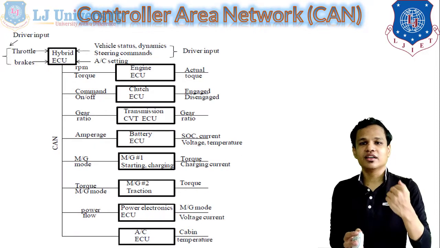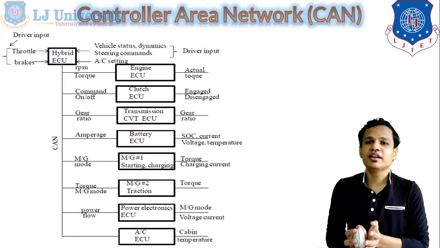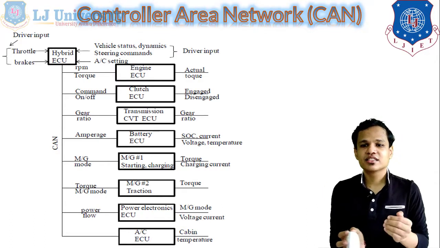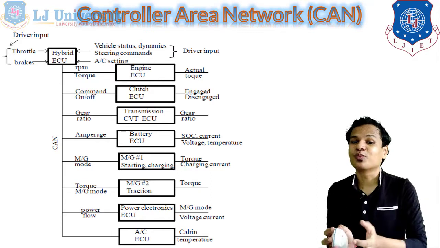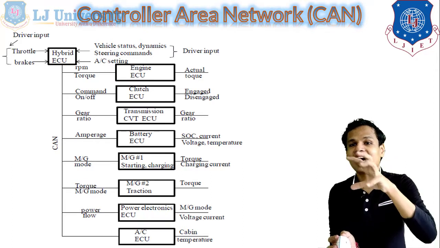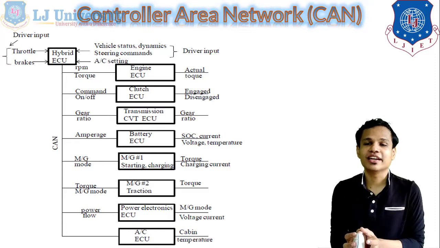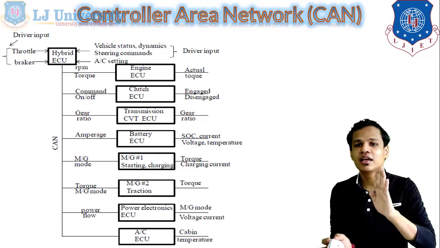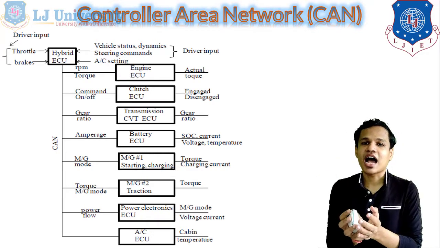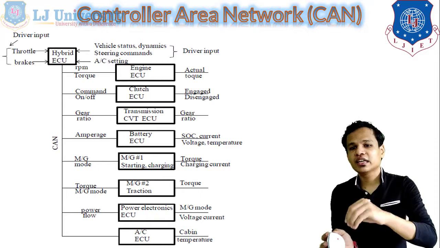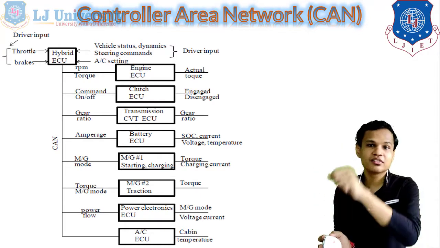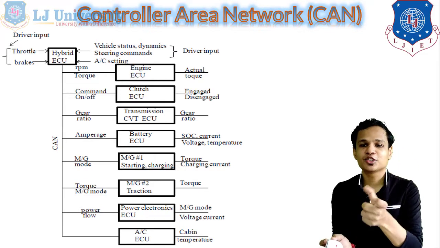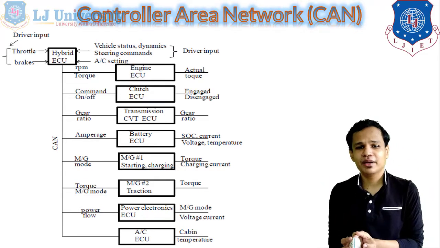This is also another way of representing the CAN, in which we are not showing the classes, we are just showing what inputs and outputs there are. You can see the hybrid ECU, the main ECU, is connected with our throttle and the brakes, which means the accelerator pedal and the brake pedal are connected with our hybrid ECU. Also the vehicle status, the dynamic steering commands, and the AC, that is the air conditioning setting given on the dashboard. All these inputs come into the hybrid ECU.